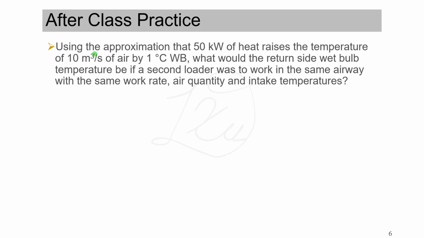The last question uses the approximation that 50 kilowatt of heat raises the temperature of 10 cubic meter per second of air by 1 degree of wet bulb temperature. What would the return side wet bulb temperature be if a second loader was to work in the same airway with the same work rate? So generating 352.7 kilowatt of heat, and the air quantity and intake temperature are the same. We know that the intake air quantity is 32 cubic meter per second.